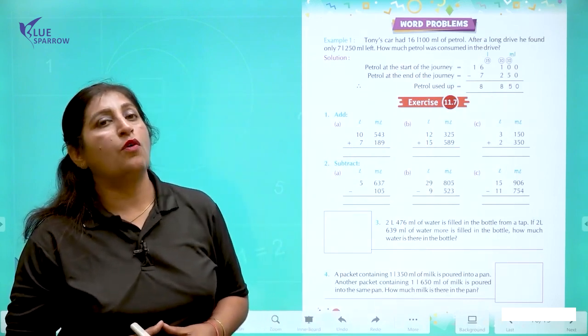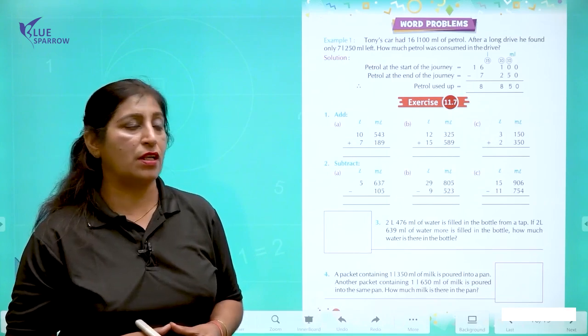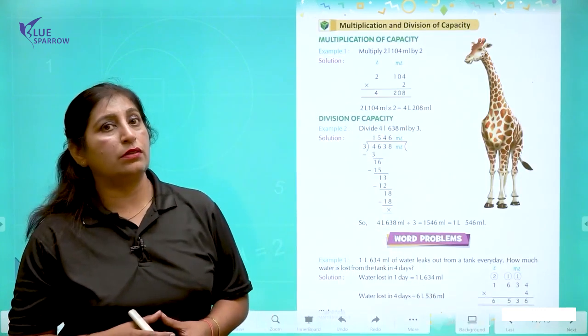So this is how we can solve the word problem based on addition and subtraction of capacities. Now you can solve exercise 11.7 in your books or in the notebooks.